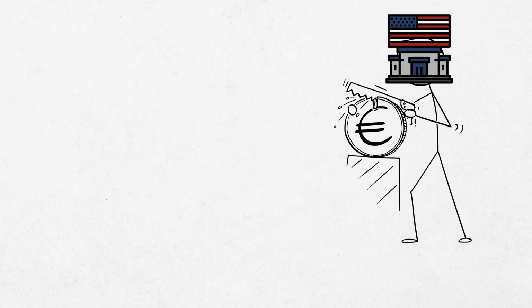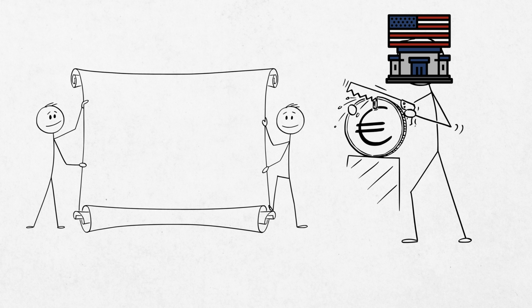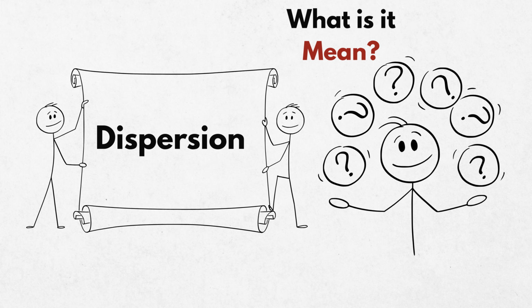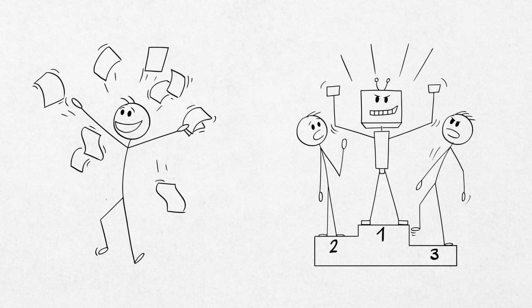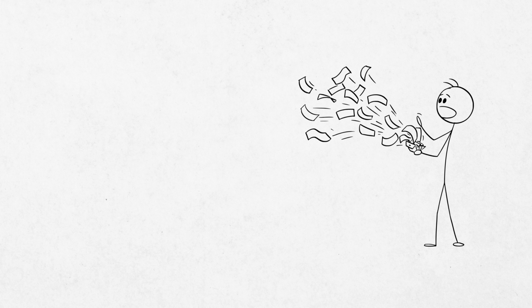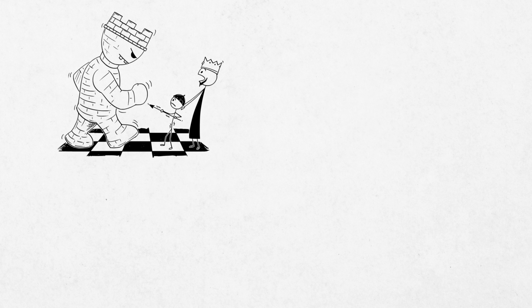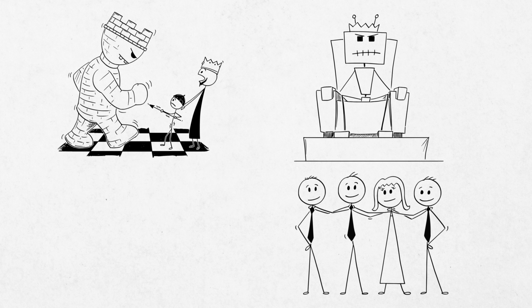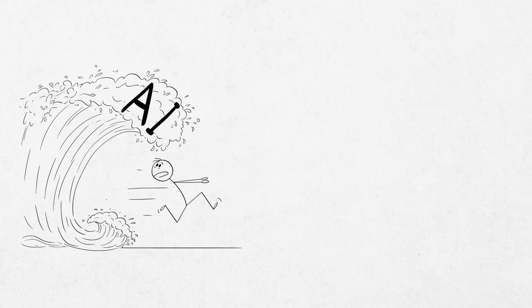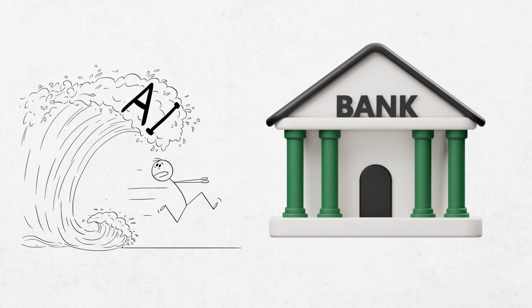Dispersion. Whenever the Fed cuts rates, one word quietly activates in the market. Dispersion. What does it mean? In simple words, some people win and others lose. After a rate cut, most of the money flows towards strong companies, the ones that already have power, technology, and reputation, like big tech firms, AI companies, and large banks.